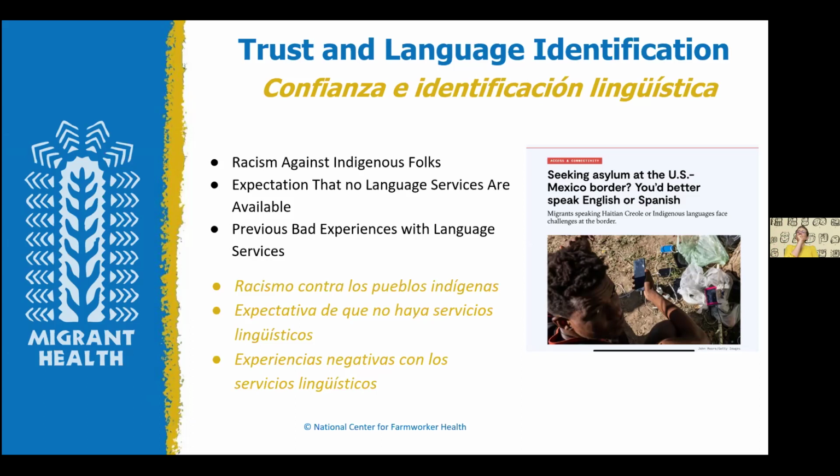There's also the expectation that no language services are going to be available. That is a perfectly rational expectation. It is very rare that language services are available in Indigenous languages, but we're working to change that. And then, of course, there could be previous bad experiences with language access, like, for instance, this article about people at the US-Mexico border and a very glitchy app that I guess Customs and Border Patrol has that really doesn't work at all well for Indigenous languages.